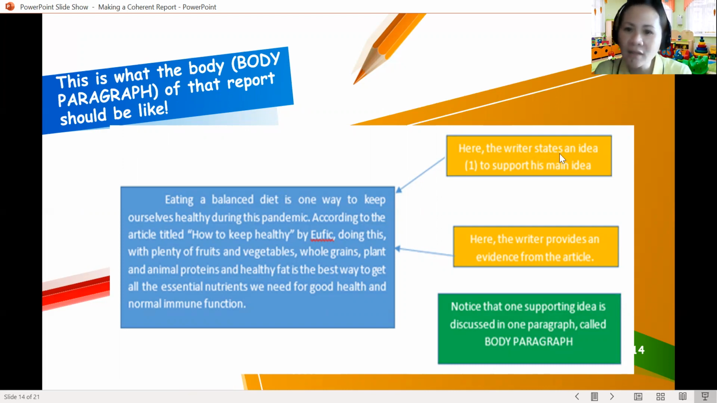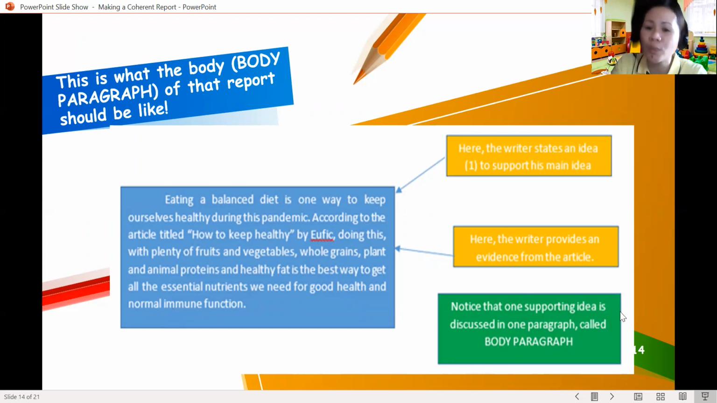So the first one, as I told you a while ago, we are going to state an idea that supports the main idea. And here we have to write an evidence from the article, and this is what we are going to do. Eating a balanced diet is one way to keep ourselves healthy during this pandemic. According to the article titled How to Keep Healthy by UNICEF, doing this with plenty of fruits and vegetables, whole grains, plant and animal protein, and healthy fats is the best way to get all the essential nutrients we need for good health and normal immune function.